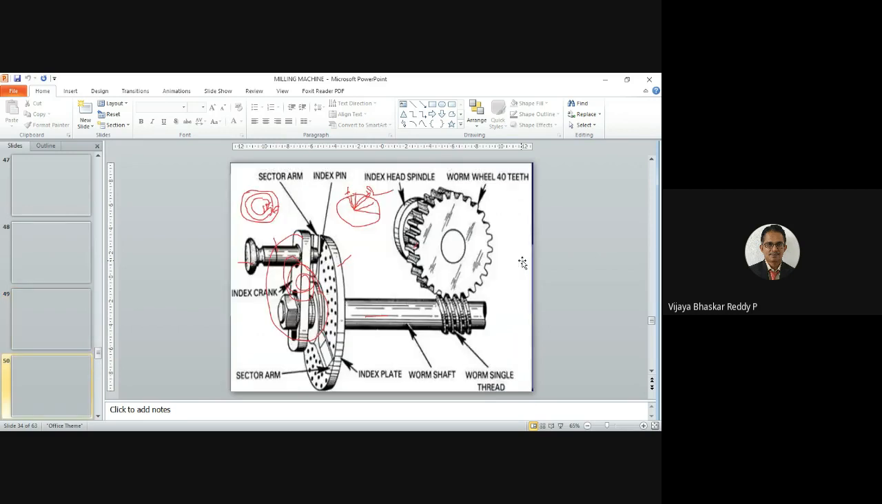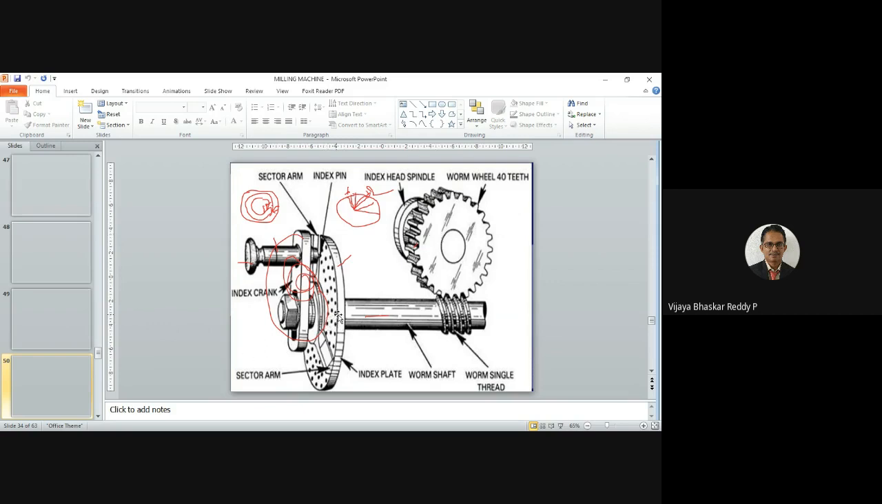So this is the mechanism that we are going to use for simple or plain indexing. This is called the indexing pin, and this is called the indexing plate, which has a number of different holes on it, and we work with the help of the indexing pin. There is a sector arm which we can use for marking the position, and we can fix it on one hole, make the marking, and rotate it.